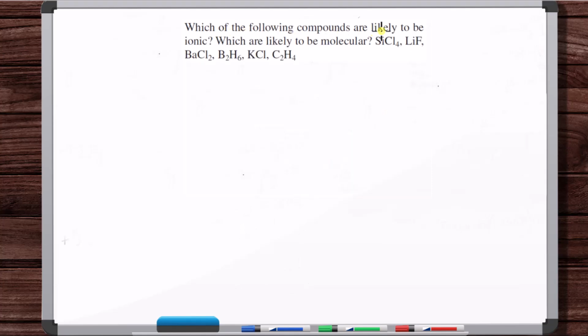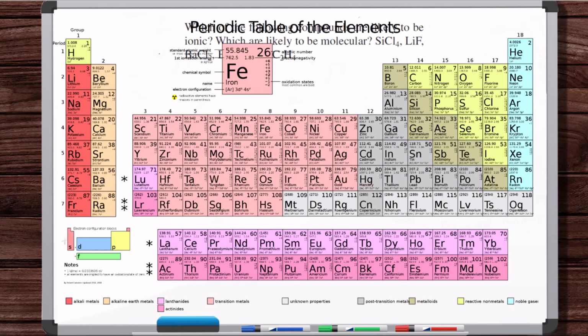Which of the following compounds are likely to be ionic? Which are likely to be molecular? Okay, we're going to talk about this more in later chapters, but the idea is if they're far away from each other on the periodic table, at least their columns are far apart, then there's going to be more of a tendency to form an ionic compound. Ionic compound means they form 2 ions and then the ions bond.